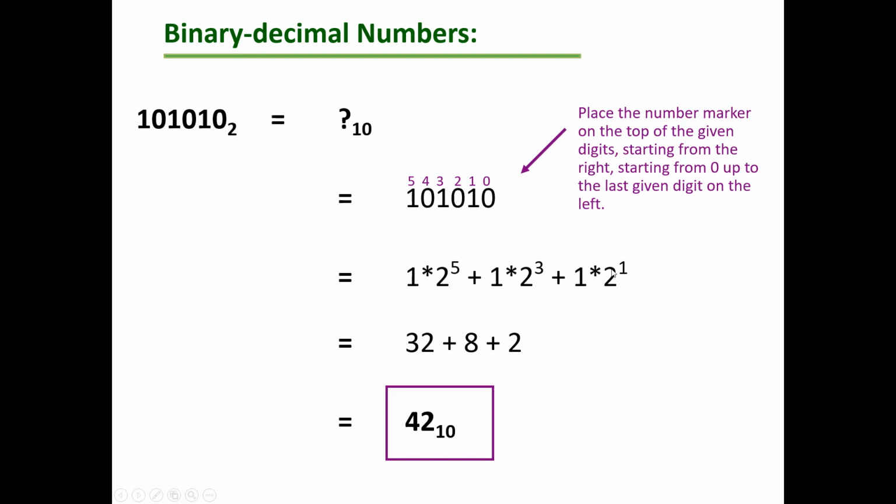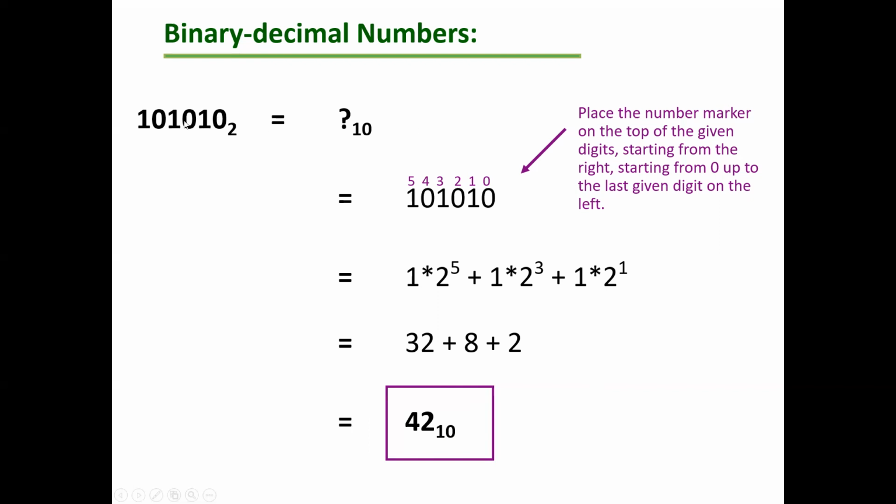Diba? Kahit na yung numbers na yan ay millions, basta ni-raise mo sa 1, the answer is itself, the given numbers. Kaya pag kinumpute na natin yan, ito na yung kalalabasan niya. 32 plus 8, 40, plus 2, 42. Don't forget, ang base na ginamit natin yan ay 10 kasi we are converting binary to decimal. Kaya ang ating sagot ay 42 with a base 10. So, ito yung kanyang answer. So, ganun yung pag-convert ng binary to decimal.